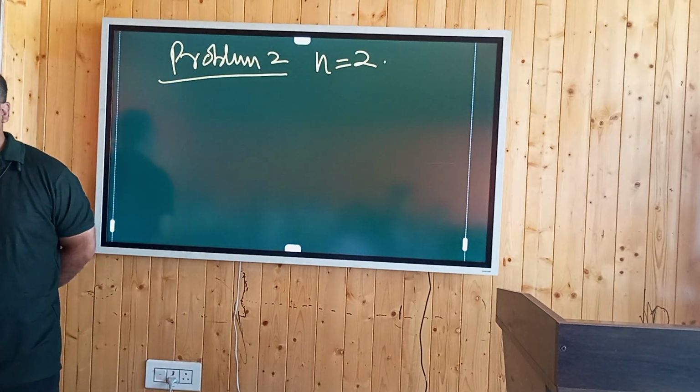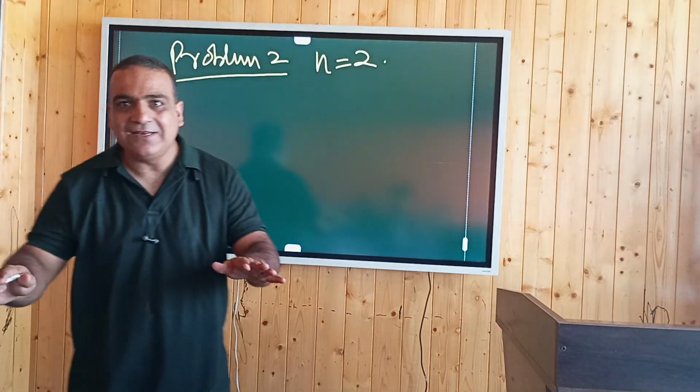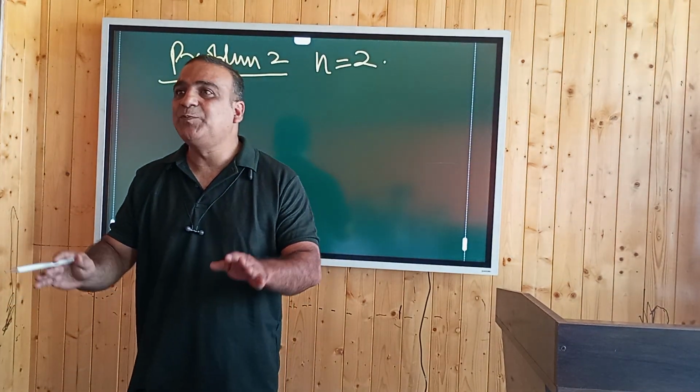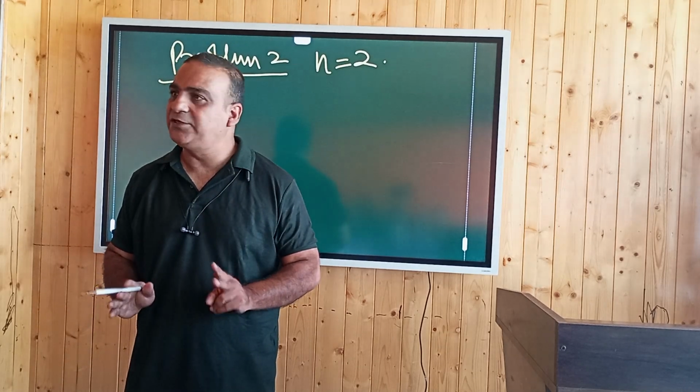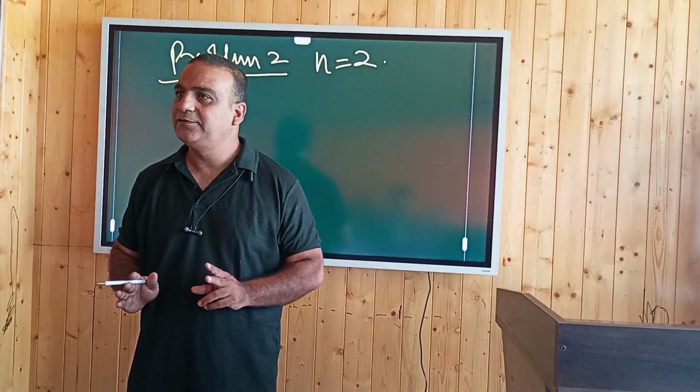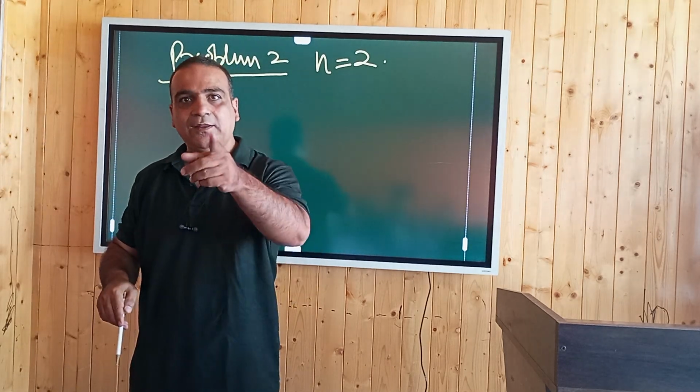Alright? What I choose? I choose n equal to 2. Do you know n? What is n? It's a principal quantum number. You remember that? You have 3 quantum numbers in the problem of hydrogen atom. Number 1 is principal quantum number.